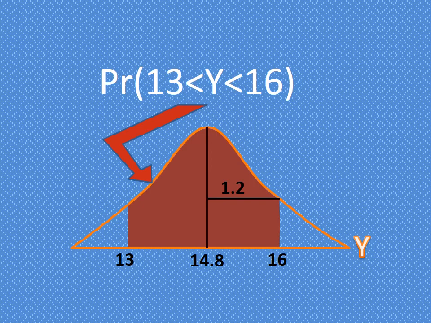This time we will let Y stand for the variable hemoglobin level, and we rewrite the problem as a probability statement and draw the picture. For the normal random variable Y, with parameters of mean 14.8 and standard deviation 1.2, we seek the probability that Y is between 13 and 16.